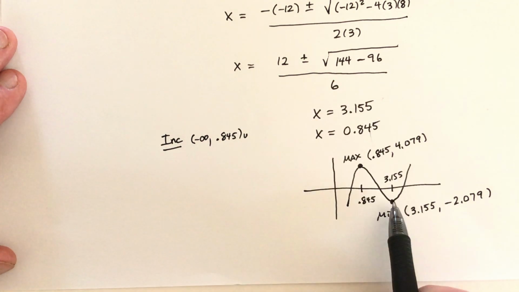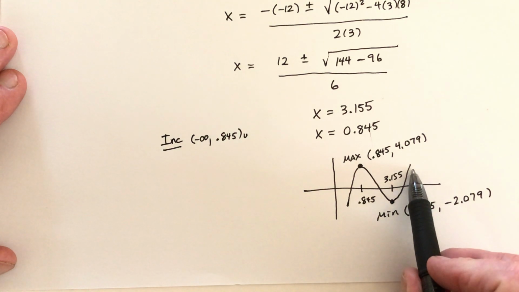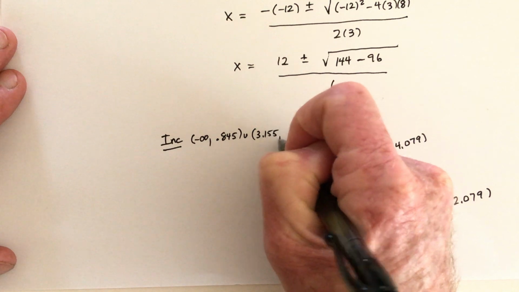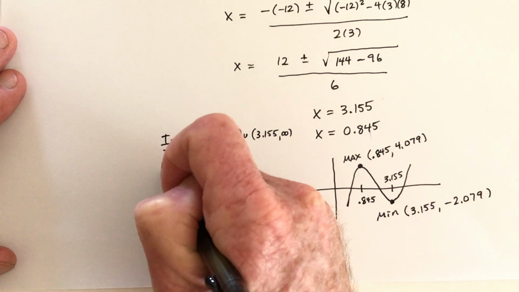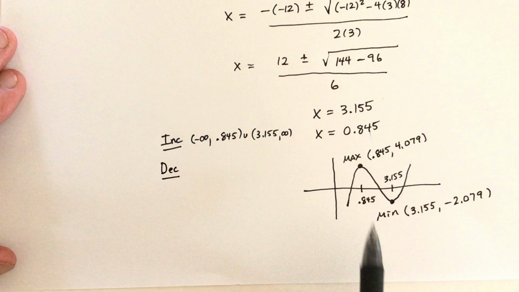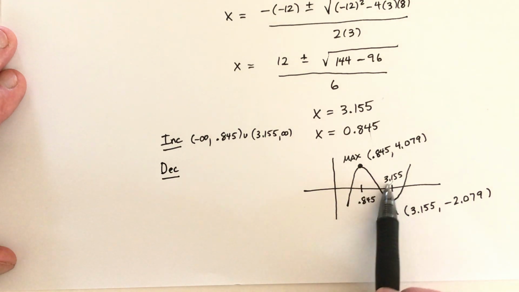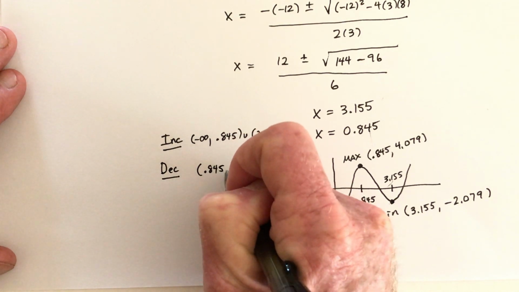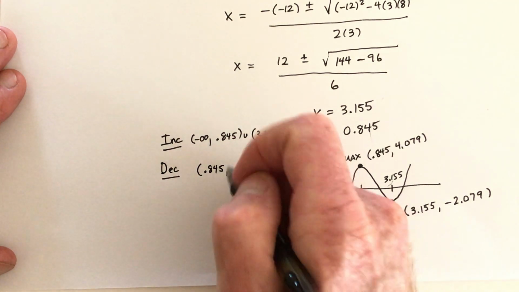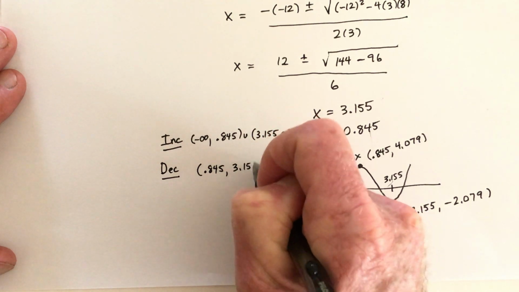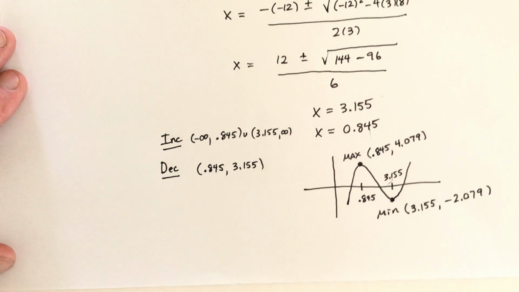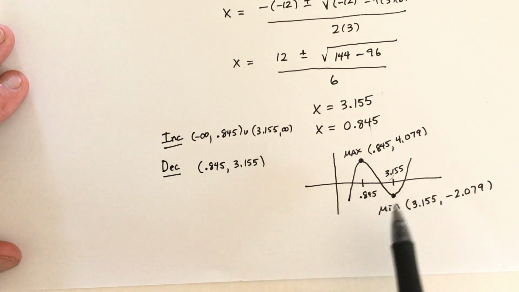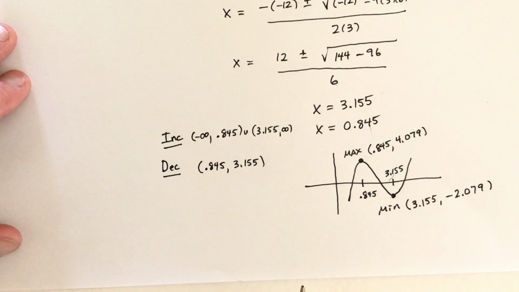And then union, on the right side, this is also increasing, so from 3.155 to infinity. And then for decreasing, that's the middle part, so in between these two x values, 0.845 to the 3.155. Okay, so that's the idea with the first derivative. When the derivative equals 0, that's how you can find mins and maxes, and then you can write down where it is increasing and decreasing.